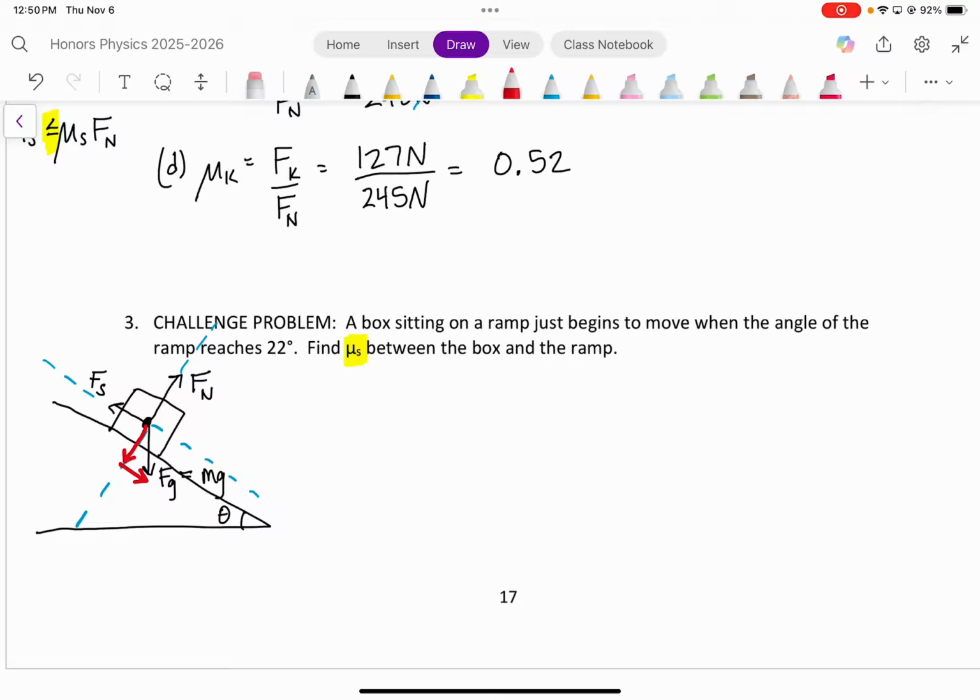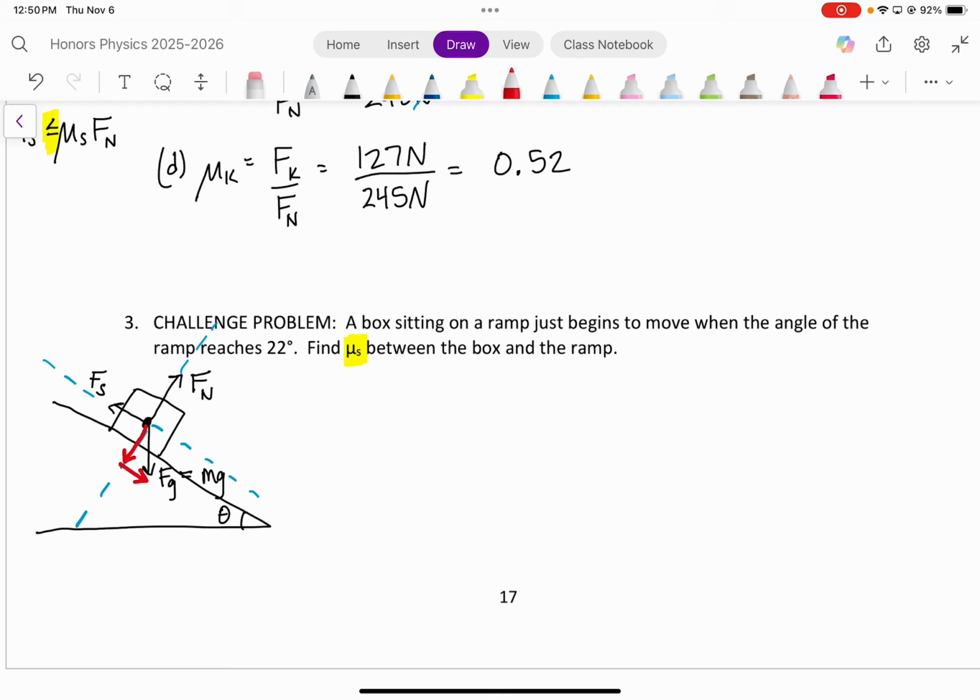So which one has adjacent in there? Oh, adjacent. So if I'm looking at this side, I know the hypotenuse, and this is the adjacent. Which trig function has adjacent and hypotenuse? Cosine.